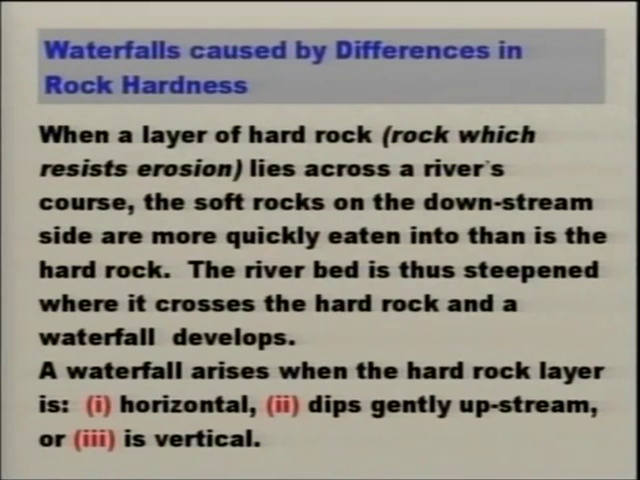They are: 1, when a layer of hard rock, referring to rocks which resist erosion, lies across a river's course, the soft rock on the downstream side is more quickly eaten into than the hard rock. The riverbed is thus steepened where it crosses the hard rock, and a waterfall develops. A waterfall arises when the hard rock layer is horizontal. A waterfall arises when a hard rock layer dips gently upstream, and a waterfall can also be formed when a hard rock layer is vertical.